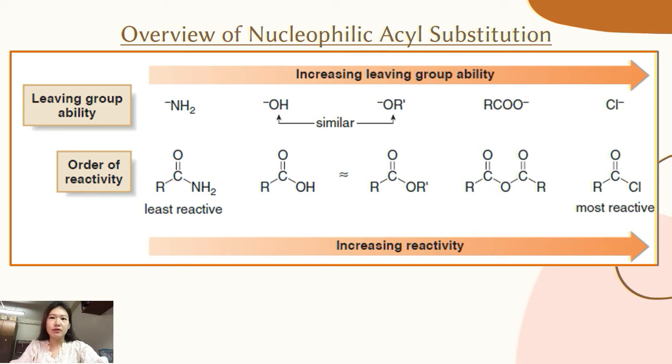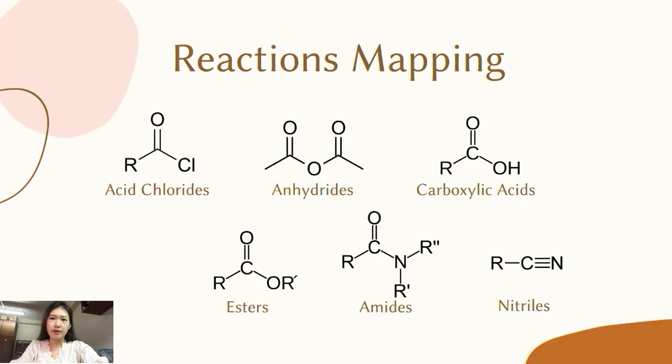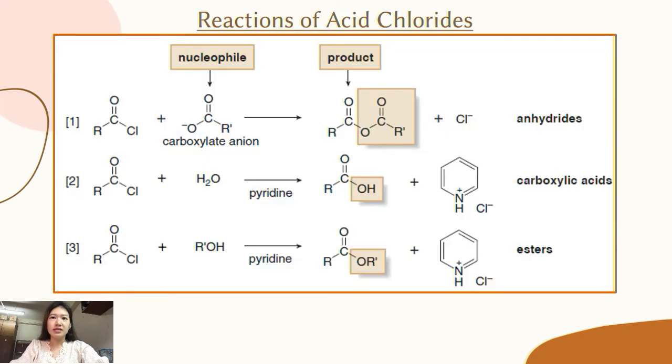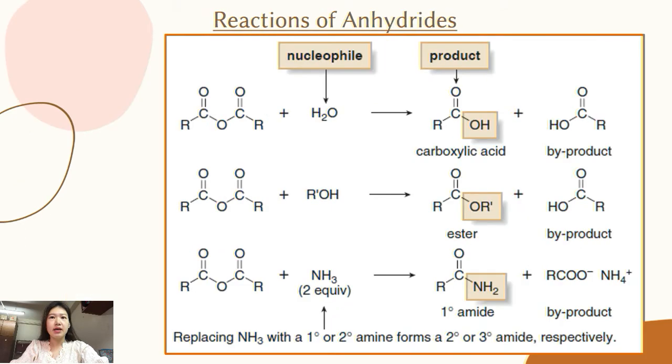Chloride ions are the weakest base, so they are the strongest leaving group. Hence, acid chlorides are the most reactive and unstable compounds. Acid chlorides can form anhydrides, carboxylic acids, esters, and amides.